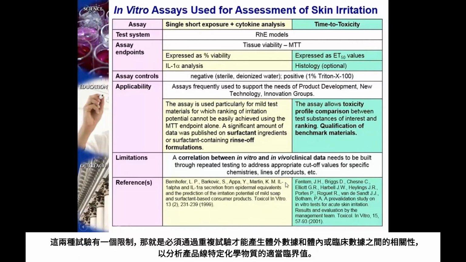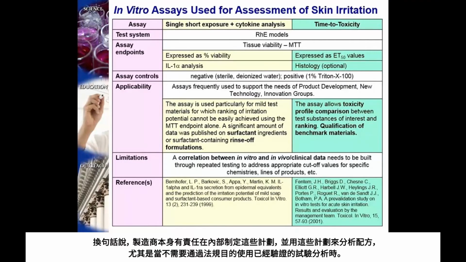One of the limitations for these two assays is that a correlation between in vitro and in vivo or clinical data needs to be generated through repeated testing to address appropriate cutoff values for specific chemistries or lines of products. In other words, it is the duty of the manufacturers to build these programs internally and to have their own program to address formulations, in particular if the validated assays are not necessarily needed for regulatory purposes.